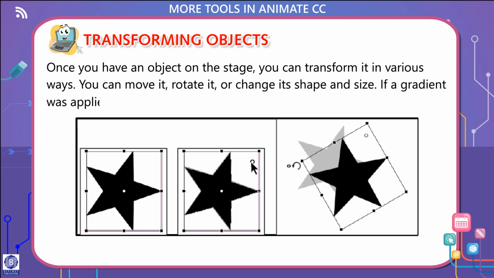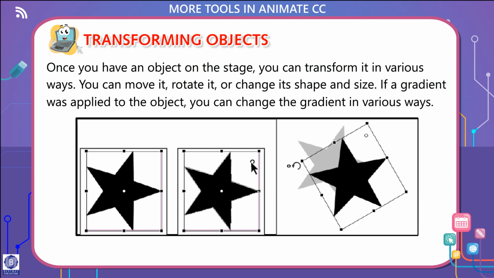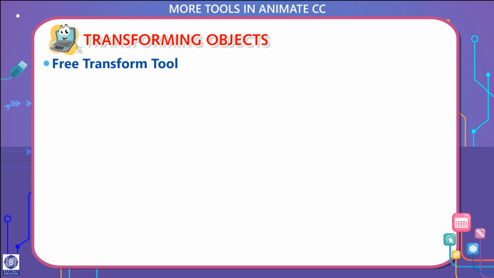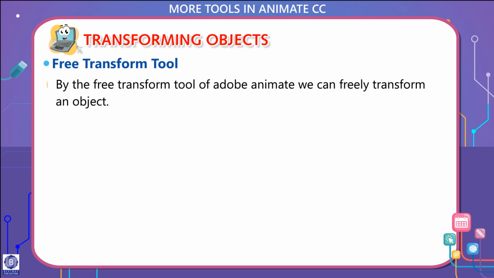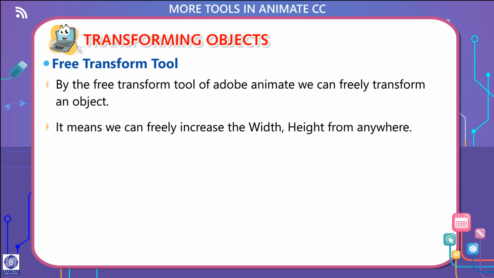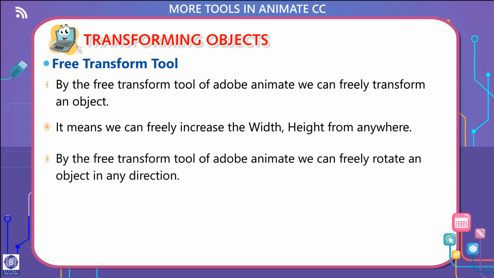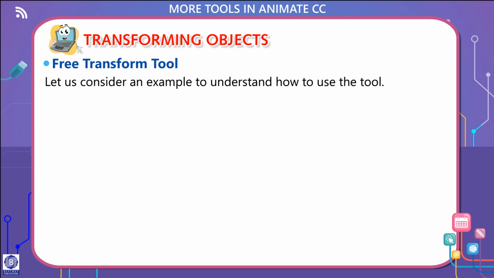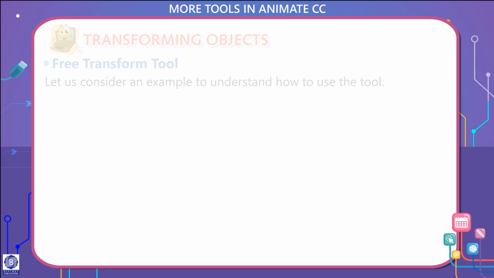If a gradient was applied to the object, you can change the gradient in various ways. Free Transform tool. By the Free Transform tool of Adobe Animate, we can freely transform an object. It means we can freely increase the width, height from anywhere. By the Free Transform tool of Adobe Animate, we can freely rotate an object in any direction. Let us consider an example to understand how to use the tool.